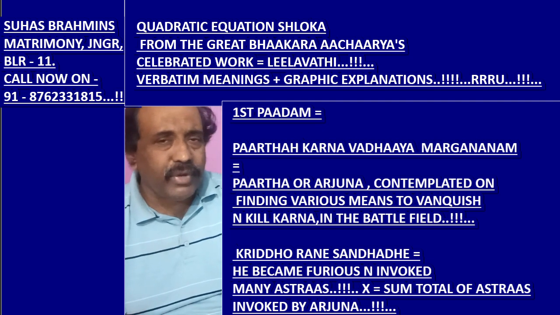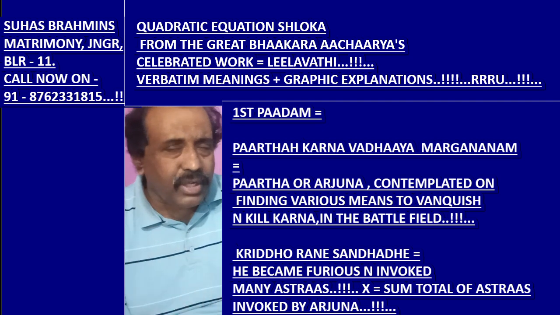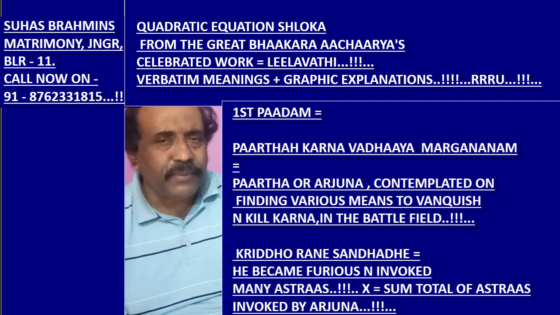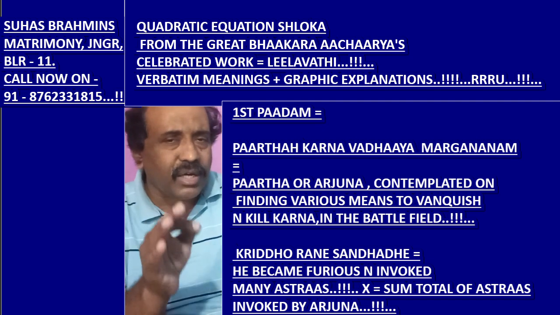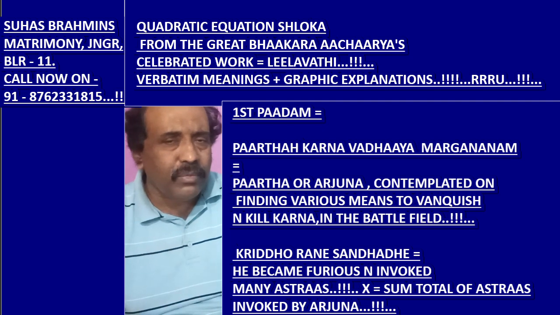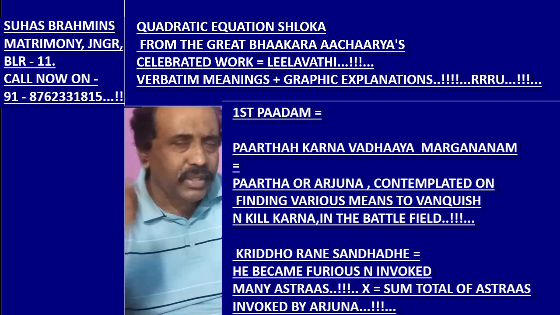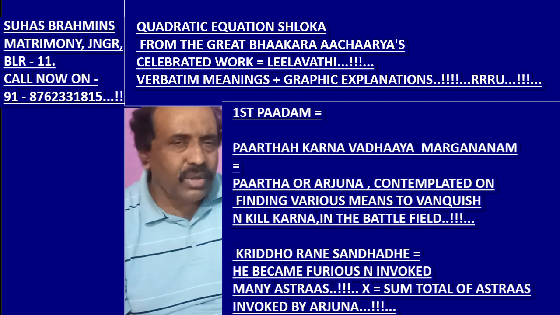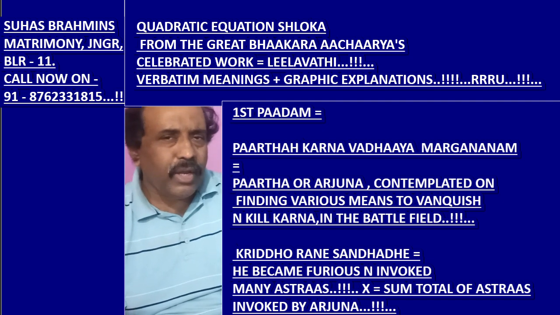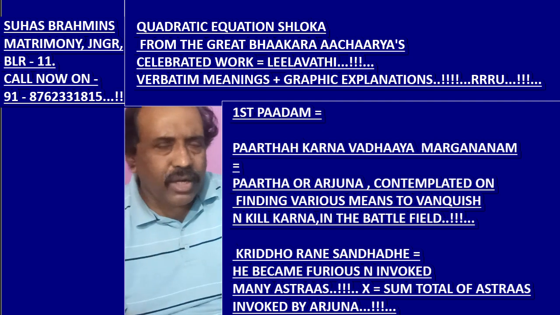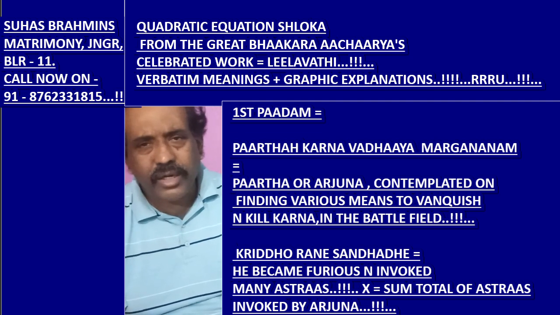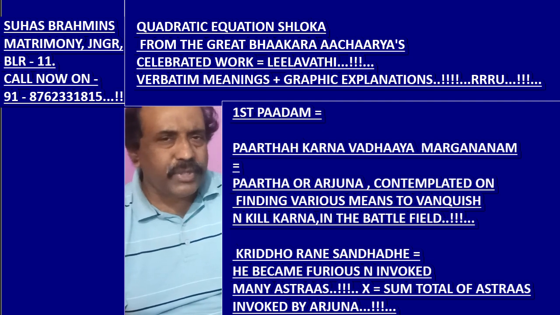So in the war he became very furious. This time he has got to kill that wicked Karna. He has contemplated fantastic means, and he should achieve this task shortly. So that is it. Partha karnavadhaya marganaganam Kruddho rane sandadhe. Being furious, he picked up several arrows to shoot at Karna. So if the number of arrows picked up by Arjuna is X, say, total how many arrows he will be using to kill Karna. That is the description given here.